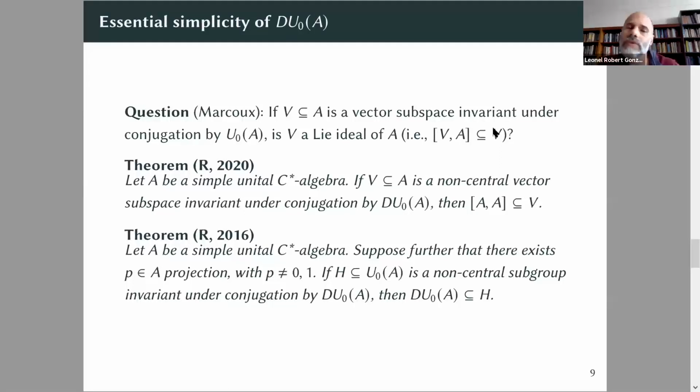So I want to start with a question that I credit to Marcoux. It's the source where I learned it. It basically is the same question that Herstein asked, but in the context of C*-algebras and where the invariance is by unitaries. Let's take them in the connected component of the identity or not. It's not clear how that matters.